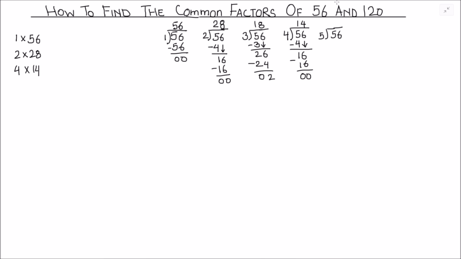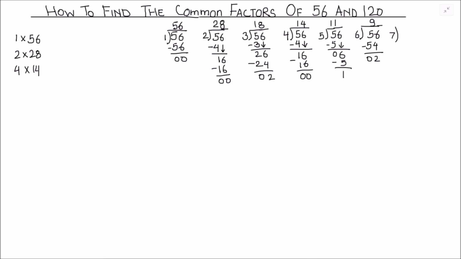Now we'll divide 56 by 5. 5 times 1 is 5. And then we'll drop down 6. 5 times 1 is 5. And 1 is remainder. That means 5 is not a factor of 56. Next we'll divide 56 by 6. 6 times 9 is 54 and 2 is remainder. So 6 is also not a factor of 56.